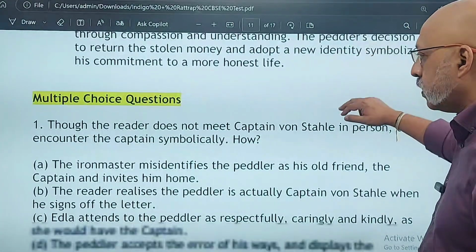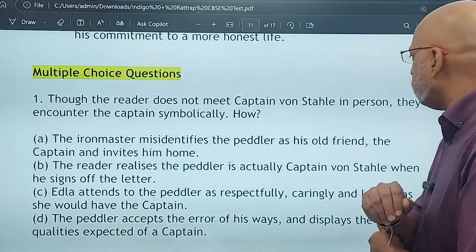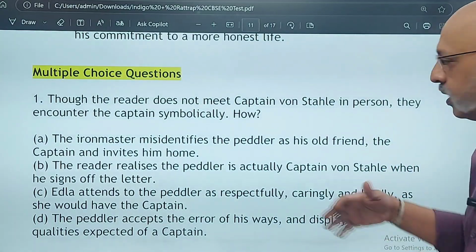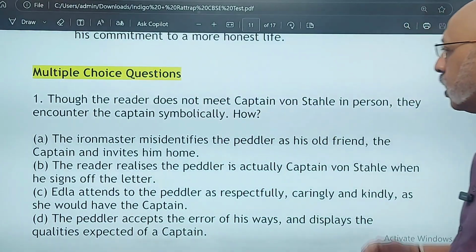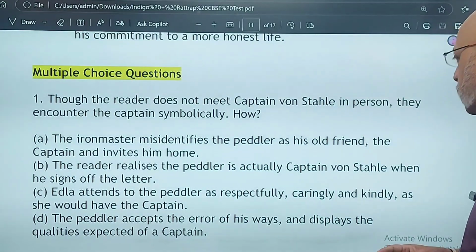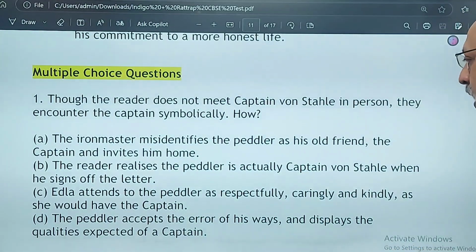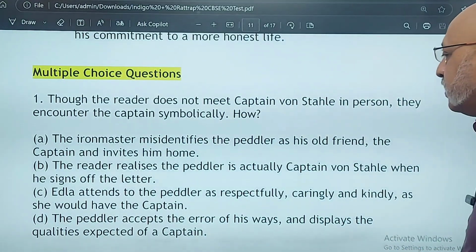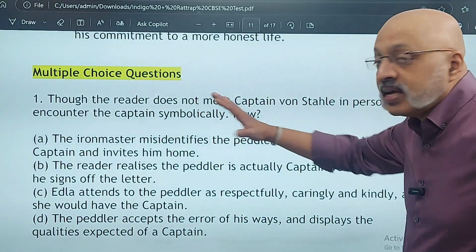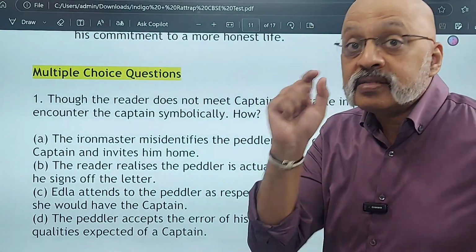So the MCQs first. Though the reader does not meet Captain Von Stahle in person, they encounter the captain symbolically. They means the readers. Okay, how? The ironmaster misidentifies the peddler. The reader realizes the peddler is actually Captain Von Stahle. Edla attends to the beggar respectfully, caringly, and kindly as she should have the captain. The peddler accepts the error of his ways and displays the qualities expected of a captain. So how does he and the reader, you and me, encounter the captain symbolically?